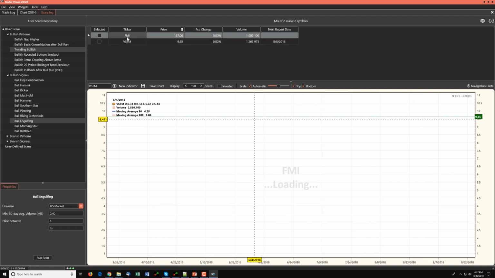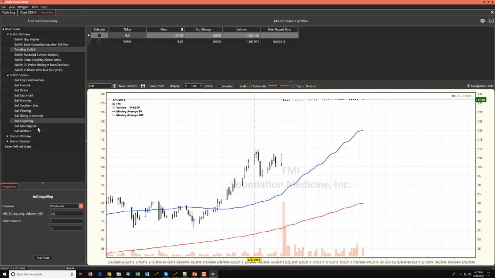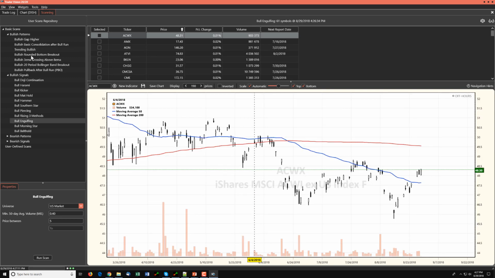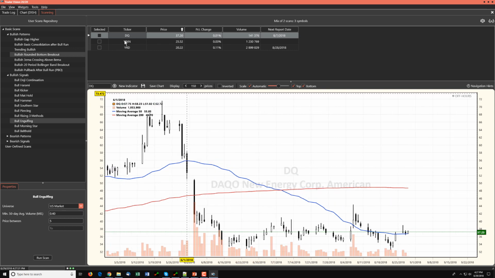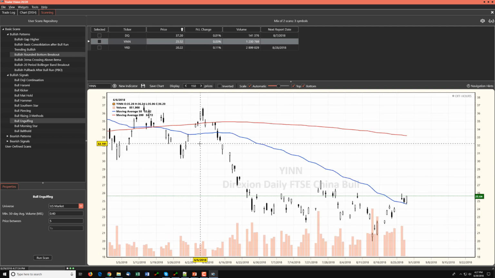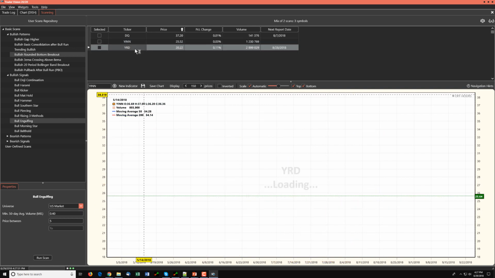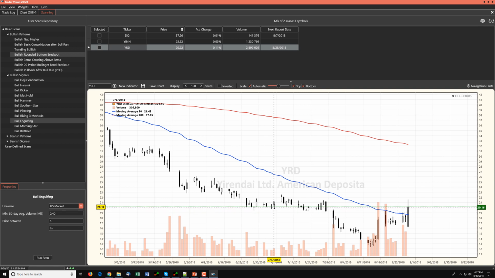FMI is, for a stock trade, just too expensive for most people. Perhaps you like the bullish engulfing and that rounded bottom breakout. In this case, it says there are three symbols from those two lists that cross over. DQ, Yen, which I think is the Chinese bull. Okay, yeah. That's too choppy for me. And YRD. Yeah, I looked at YRD earlier off of this scan.